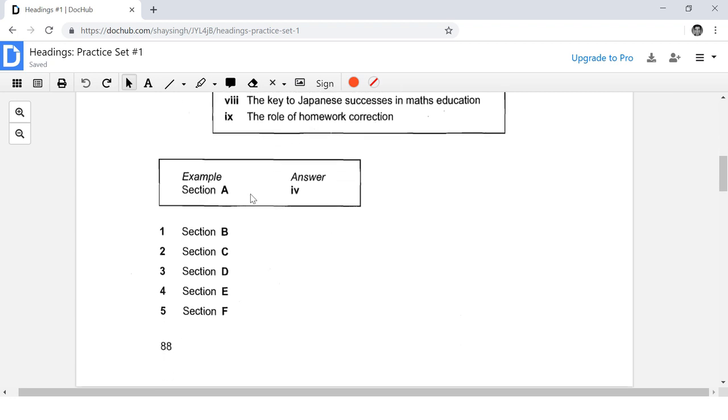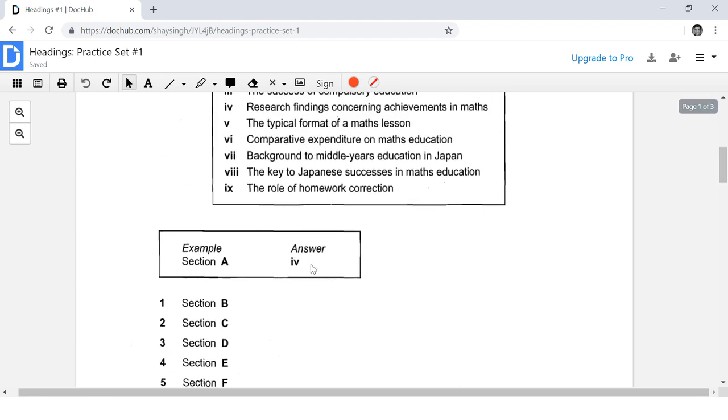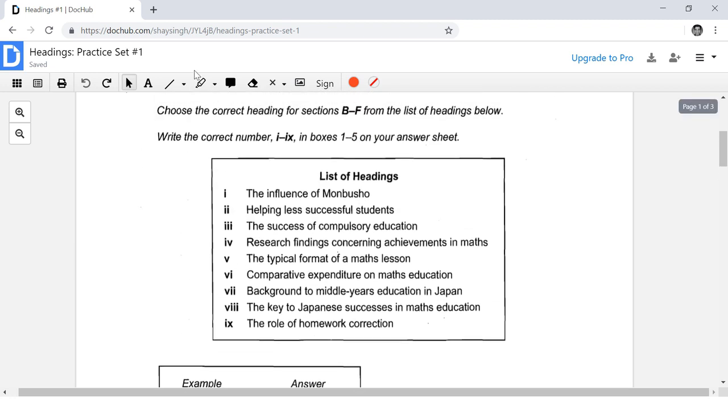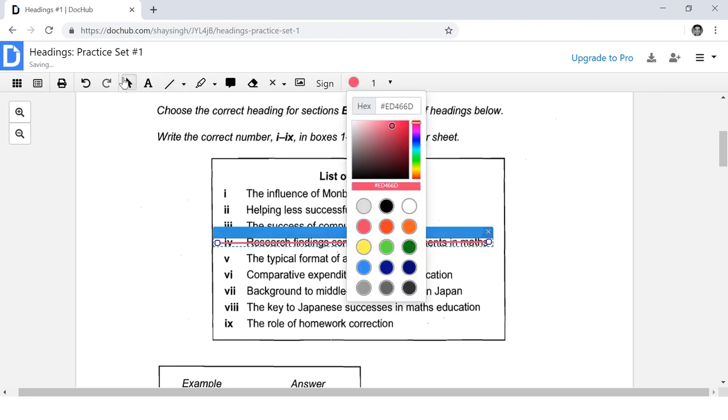So we're not going to be looking at paragraph A because that is just an example. So this answer choice 4 is not going to be used. So right away we can just put a line across it, since this is something that is not going to be used.